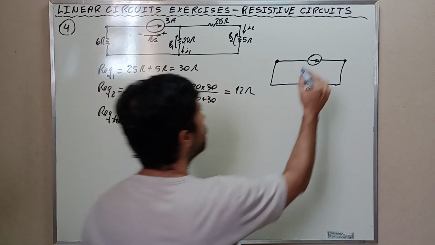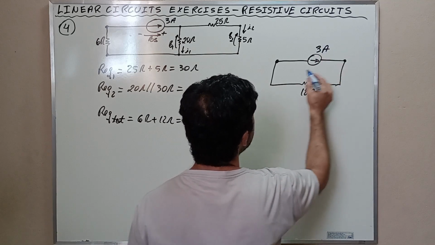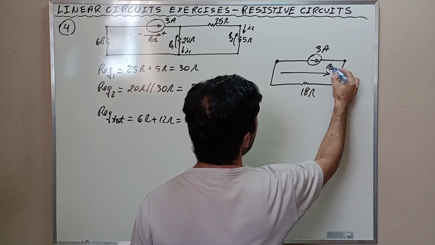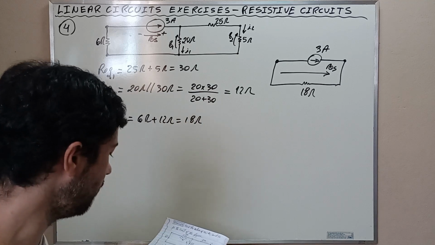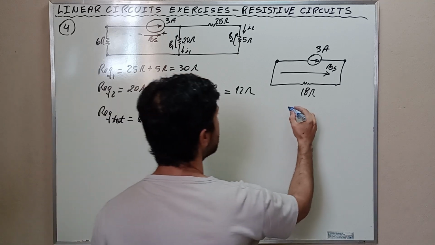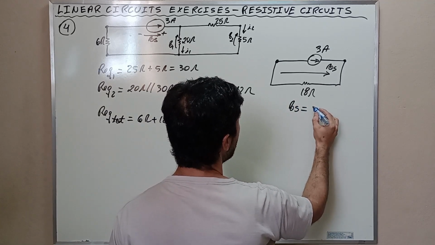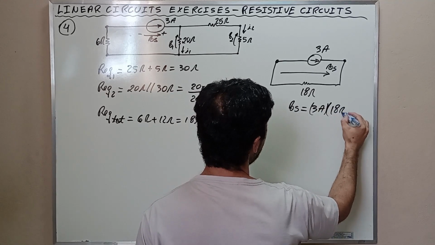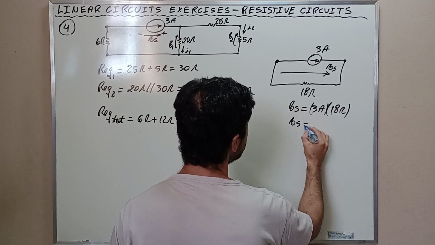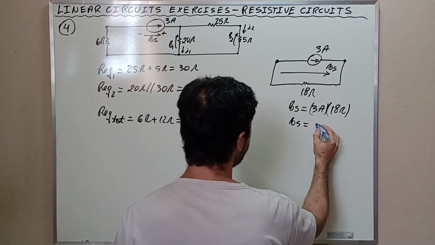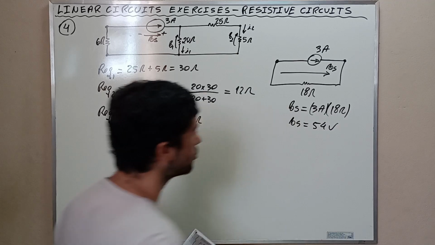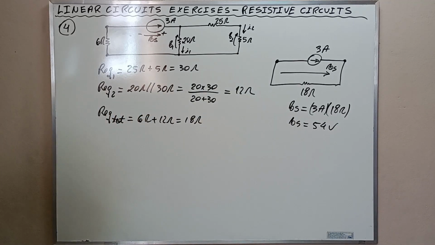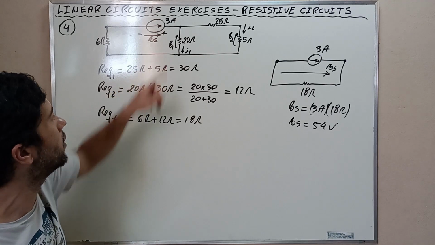ohms, here 3 amps, and there will be a voltage Vs here. The value of Vs can be immediately found by multiplying 3 amps by 18 ohms, and Vs is equal to 54 volts. Okay, my friends? And if we return to the original circuit, we can calculate the value of V1.